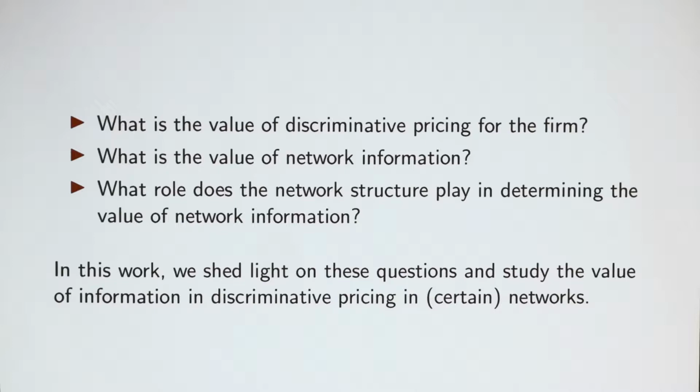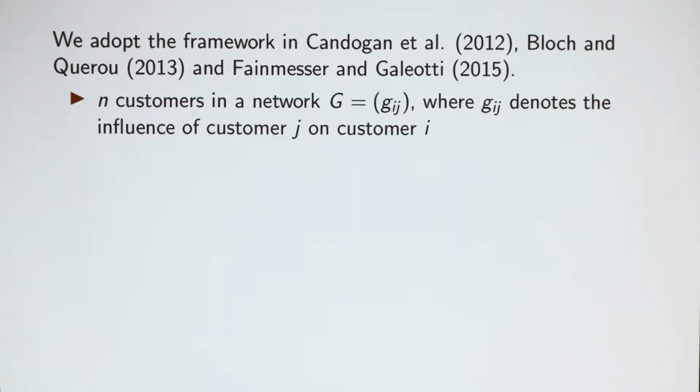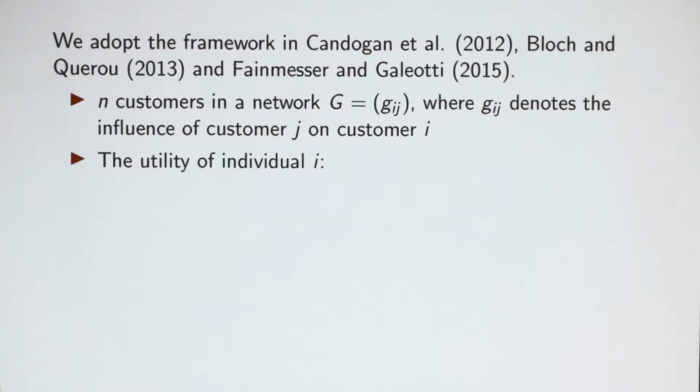Now, let me first introduce our model. At a high level, we are considering a monopolist who sells a single divisible product to a group of customers embedded in a social network. And we assume that there are positive network externalities for this product. Our model is adopted from the literature, and we assume that there are n customers in the network, where G is the adjacency matrix of this network, and Gij denotes the influence of customer j on customer i.